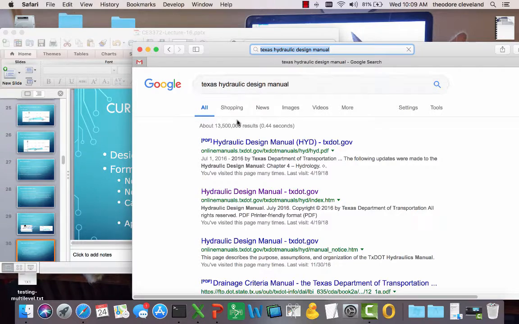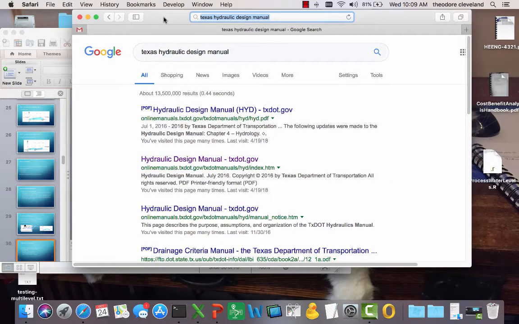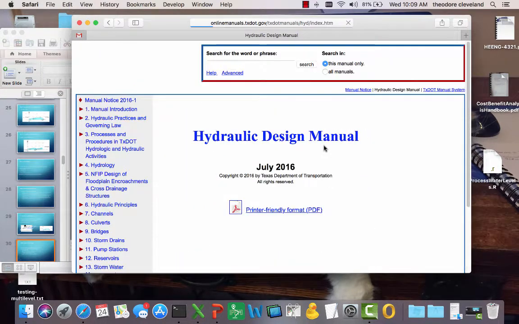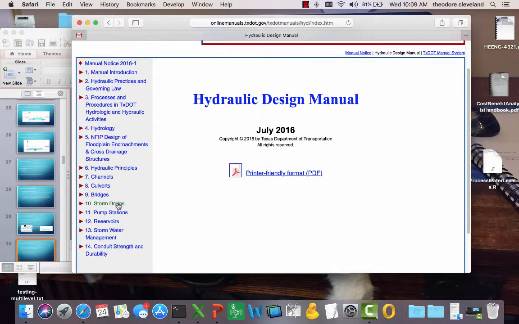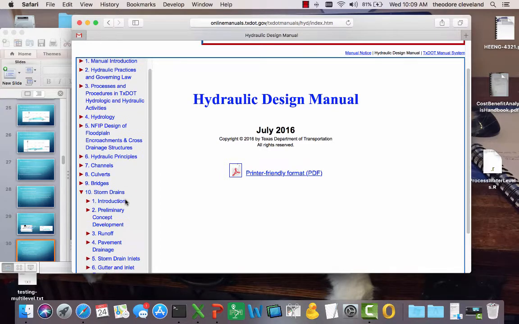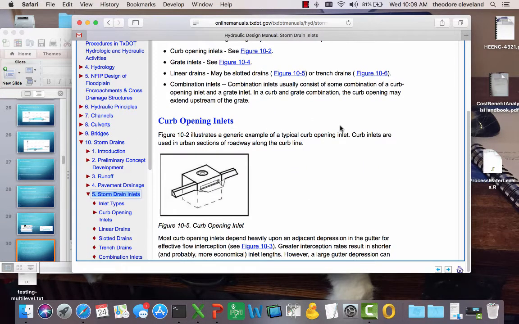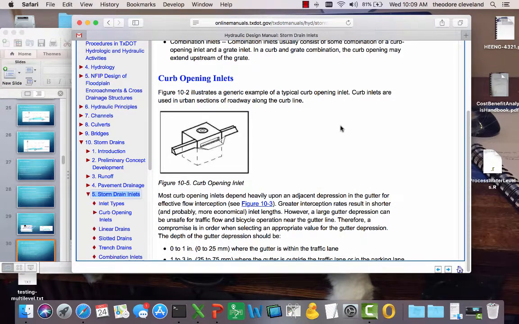Manual. There's a PDF version here, and there's also an online version. I'm going to gamble on that one, see what we come up with. So we're probably in the storm drain, which is chapter 10, and storm drain inlets. And here we have the curb opening, and now you can figure out where I actually got the picture.